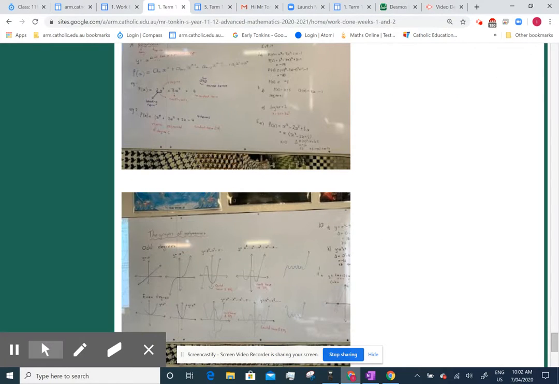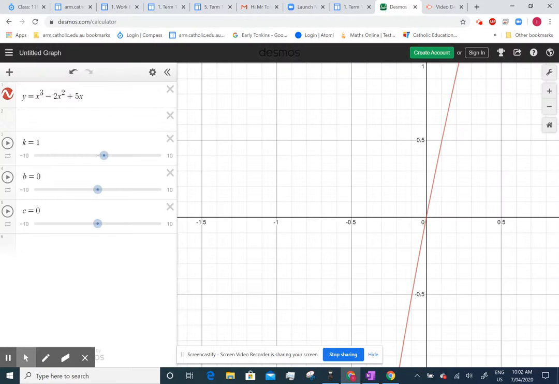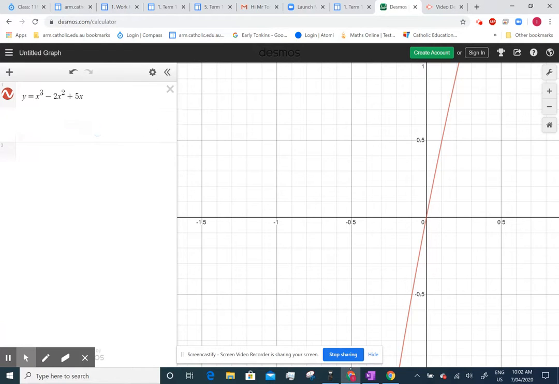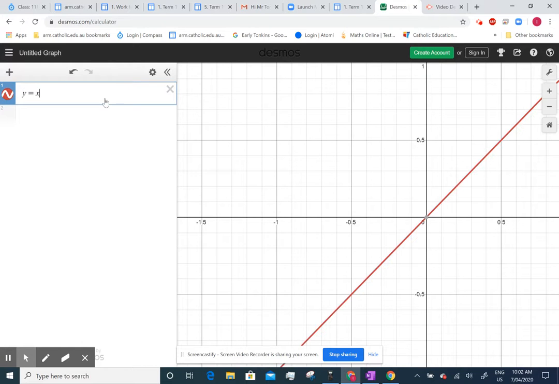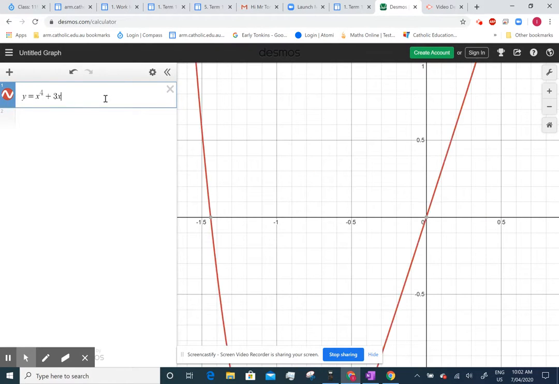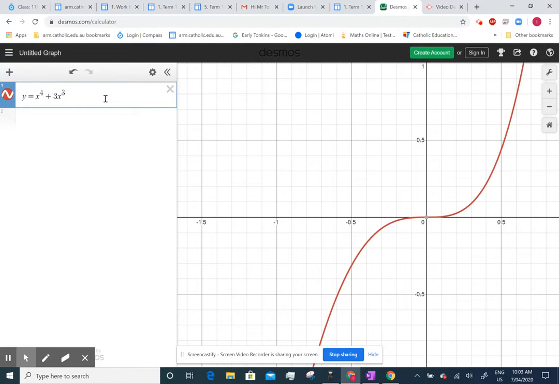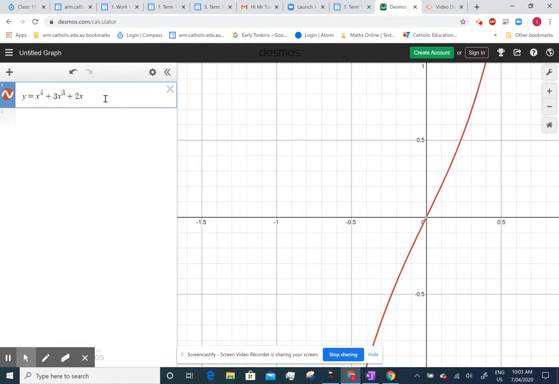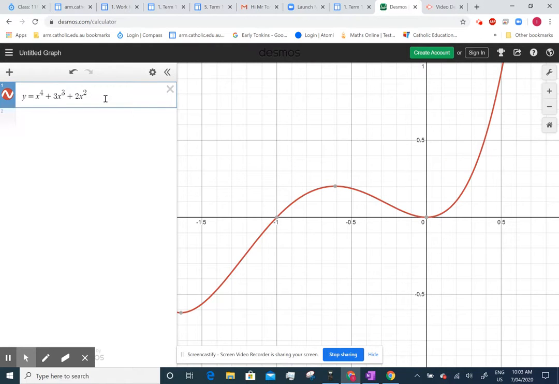And go to Desmos and see if it actually is right. So we'll get rid of some of these. And what do we have? We had y equals x to the power of 4 plus 3x to the power of 3 plus 2x squared. And there you can see it.